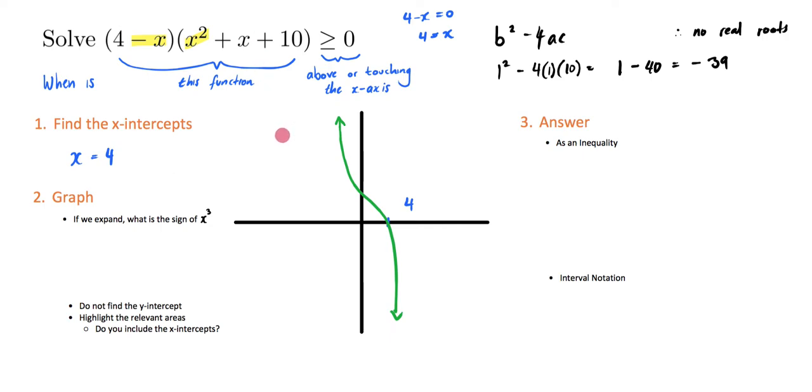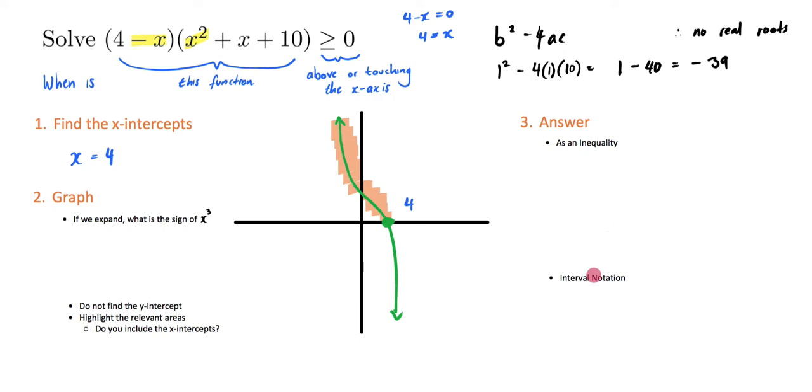Now I can simply highlight what I'm after. So I'm after things that are above or touching the x-axis. So here it's above the x-axis. Here it is, above the x-axis. And I'm also including where it's touching the x-axis because it's greater than or equal to. Having done that, I can now answer this.